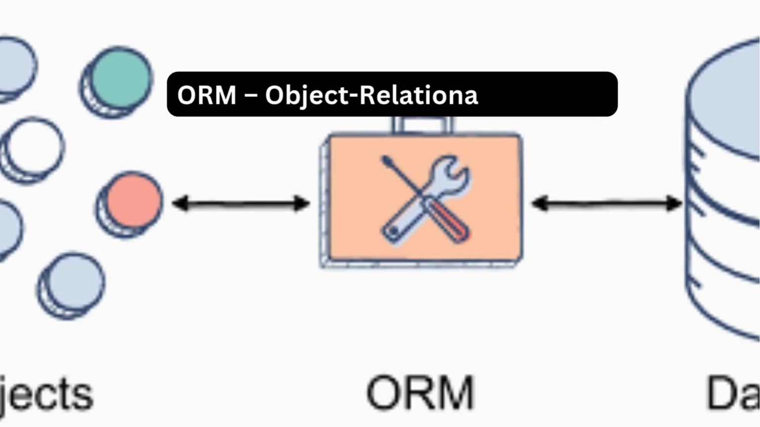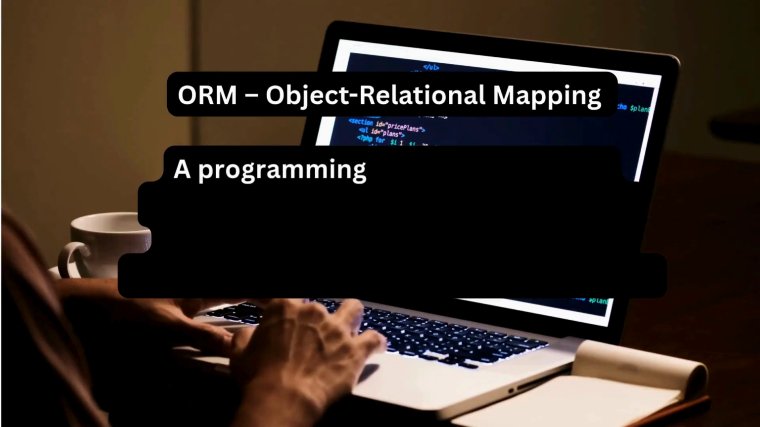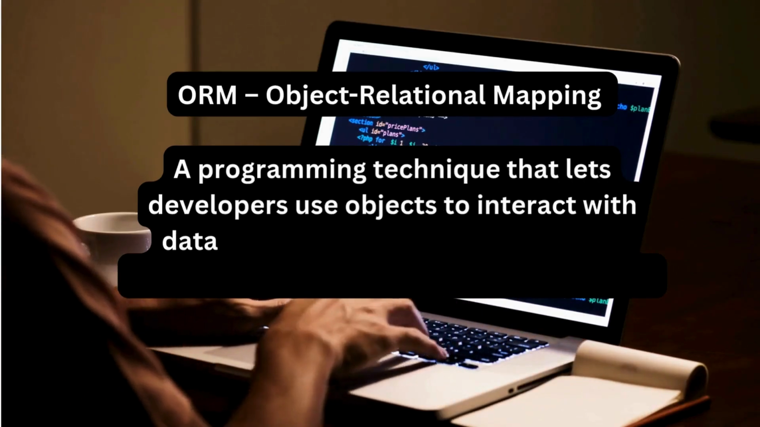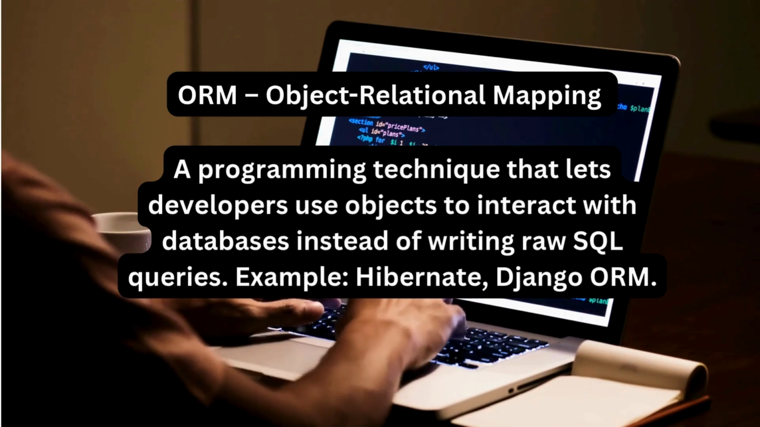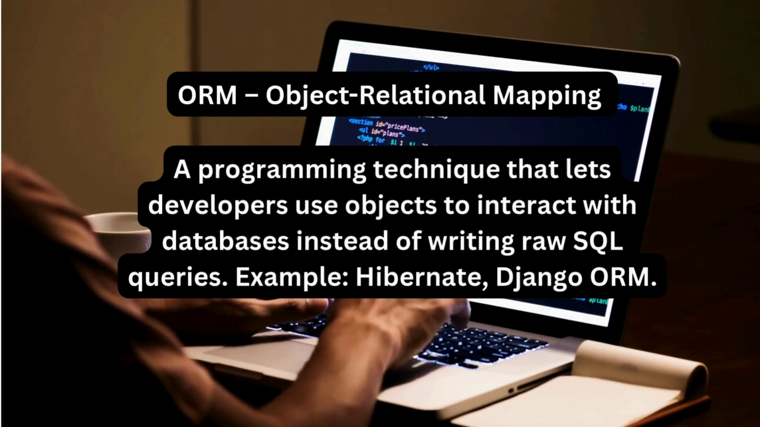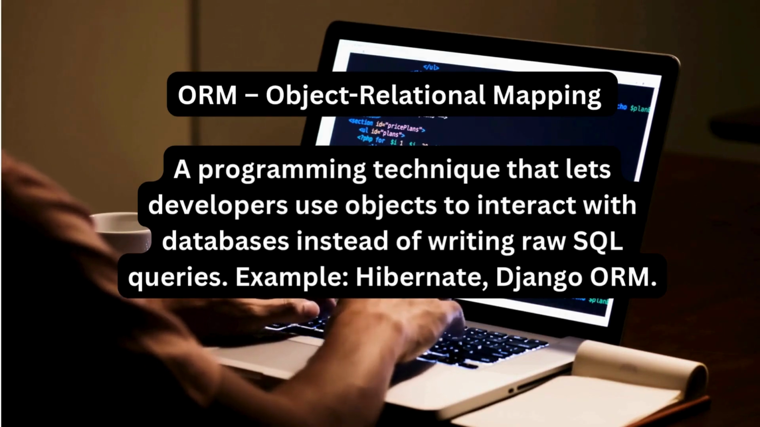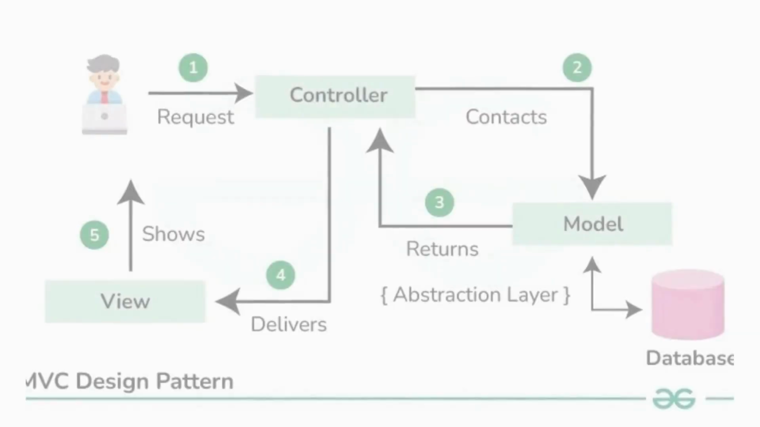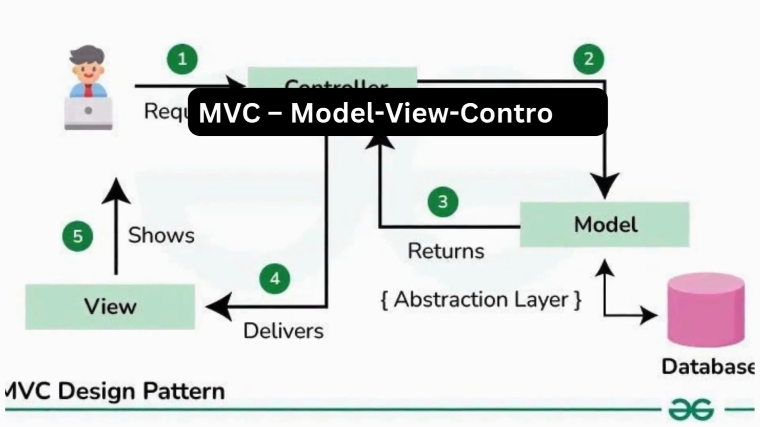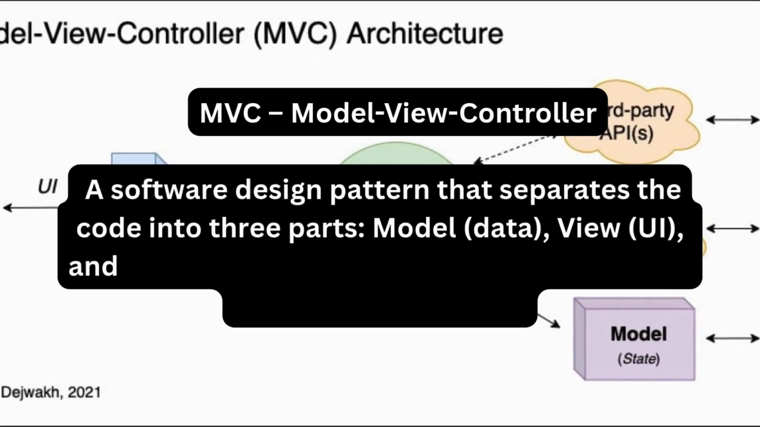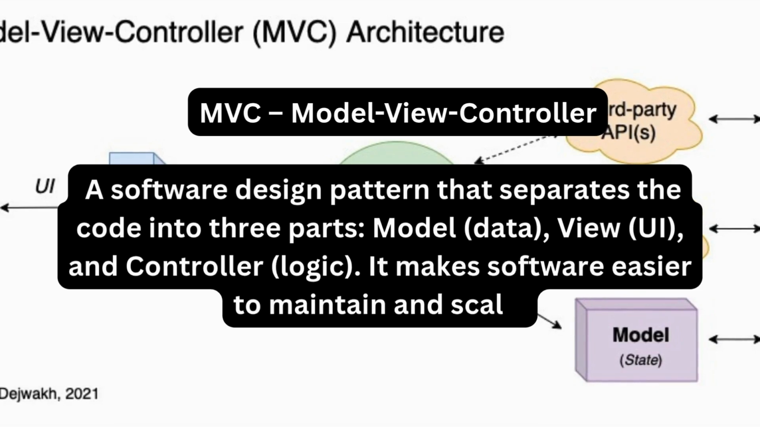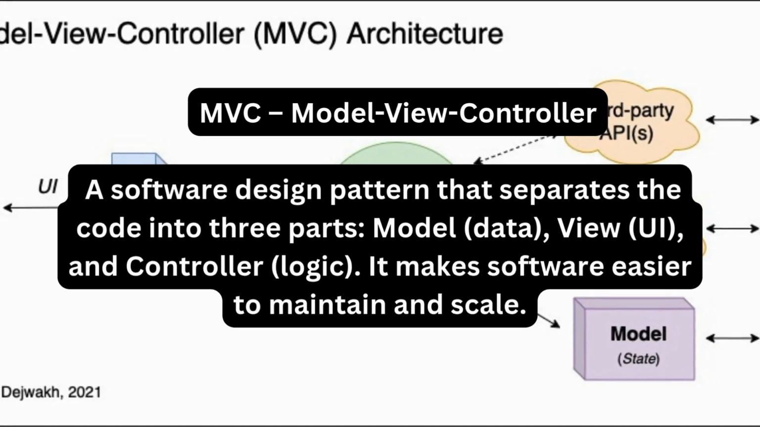ORM, Object Relational Mapping. A programming technique that lets developers use objects to interact with databases instead of writing raw SQL queries. Example: Hibernate, Django ORM. MVC, Model View Controller. A software design pattern that separates the code into three parts: model data, view UI, and controller logic. It makes software easier to maintain and scale.